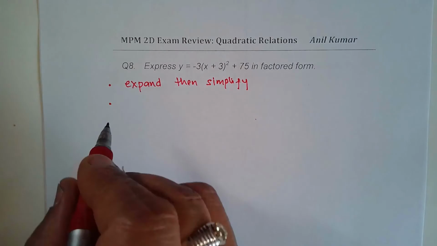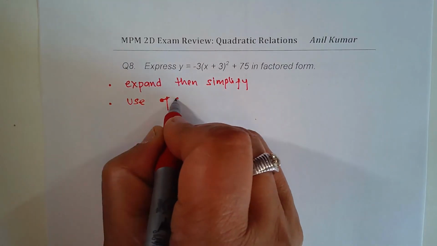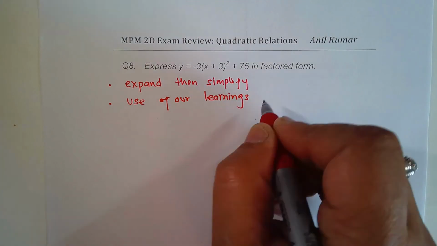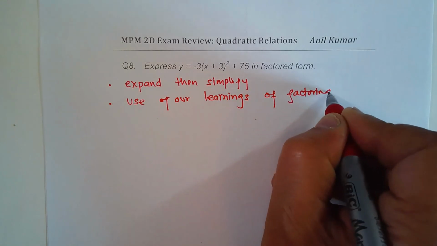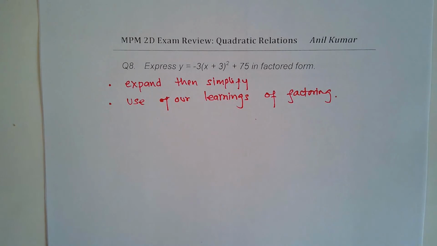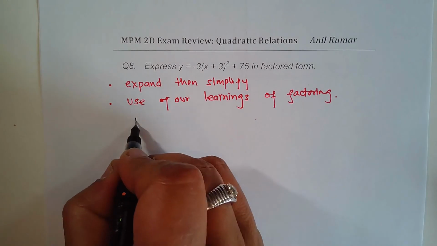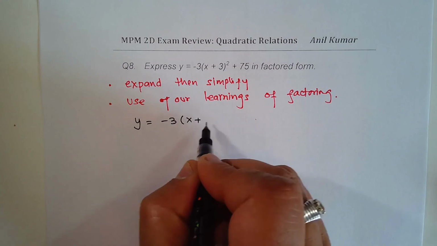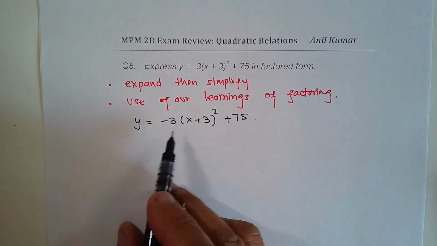So I'm going to use our learnings of factoring. Let's see how. Now this is a very effective technique, and that is why I'm actually focusing on this method. So the equation given to us is y equals to minus 3 within brackets x plus 3 whole square plus 75. So what you can do is you can take minus 3 common.